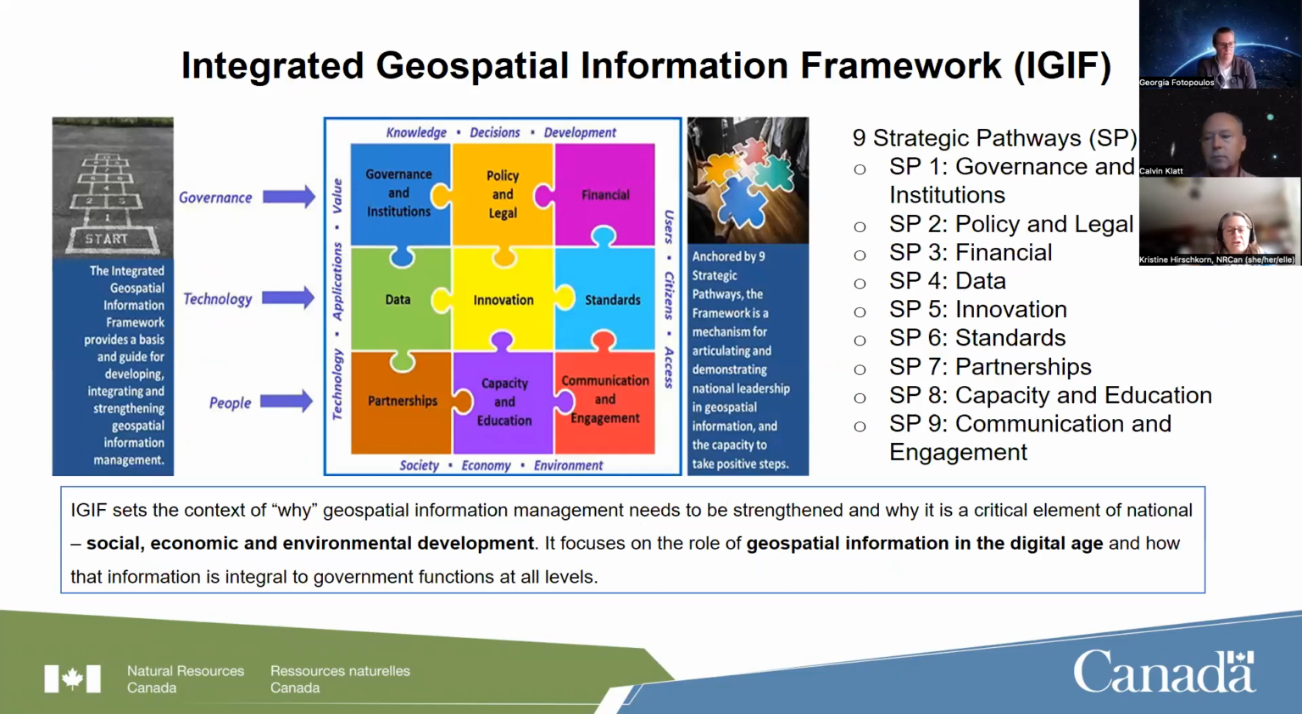And this slide is just to show you, I'd say this is the flagship publication of the UNGGM, the Integrated Geospatial Information Framework, that contains a lot of information to support nation states to develop their spatial data infrastructures. And this is all available on the internet, if that's of interest to folks.